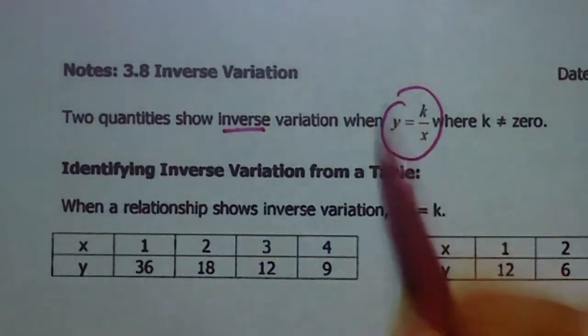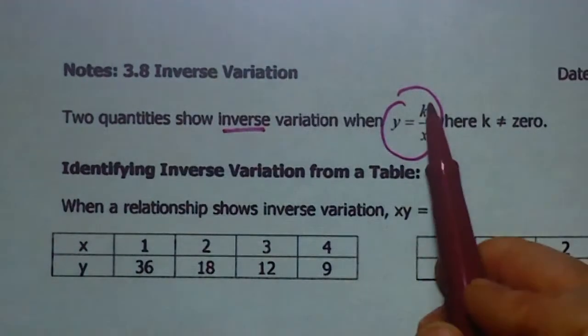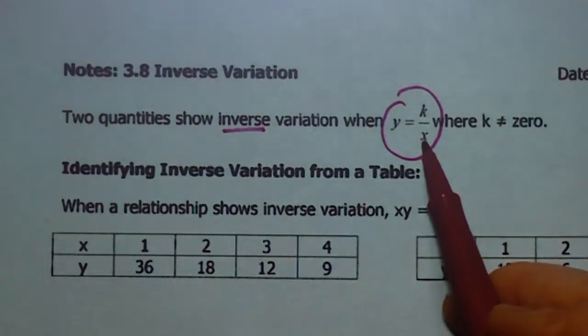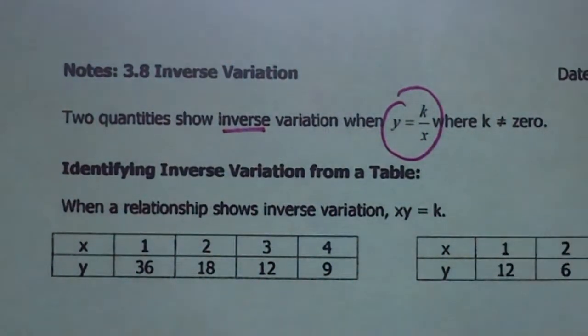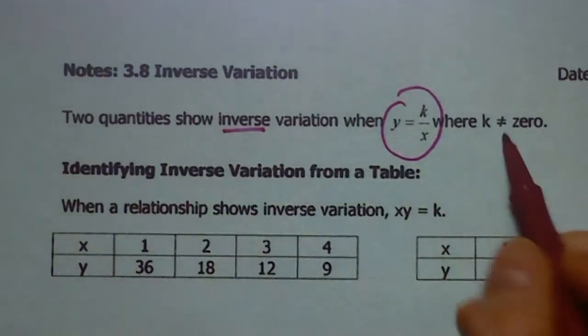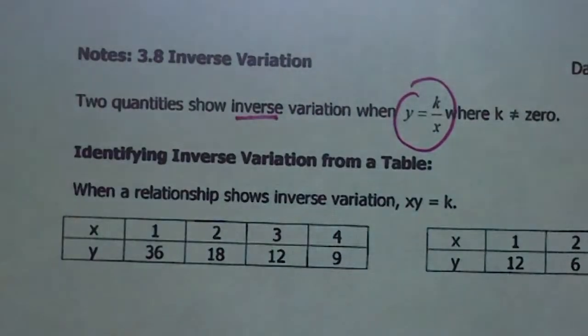Alright, the equation for inverse variation is y equals k divided by x. And it makes sense that they're opposites, right? Direct variation, you're taking k and multiplying it by x. And in inverse, you're taking k and dividing it by x. So many opposites in math. K can't be 0, though, so they do still have some things in common.